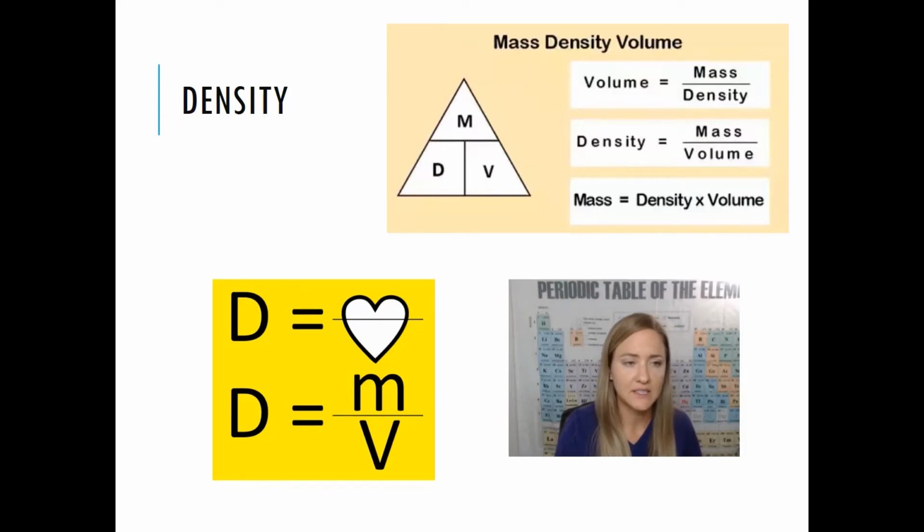Maybe you're given density and volume and asked to solve for mass, and you just simply cover up whichever variable you're solving for. So let's say we are solving for mass. Take your finger and cover up the M, then you'll have the formula for mass. It's going to be D times V because they're right next to each other.